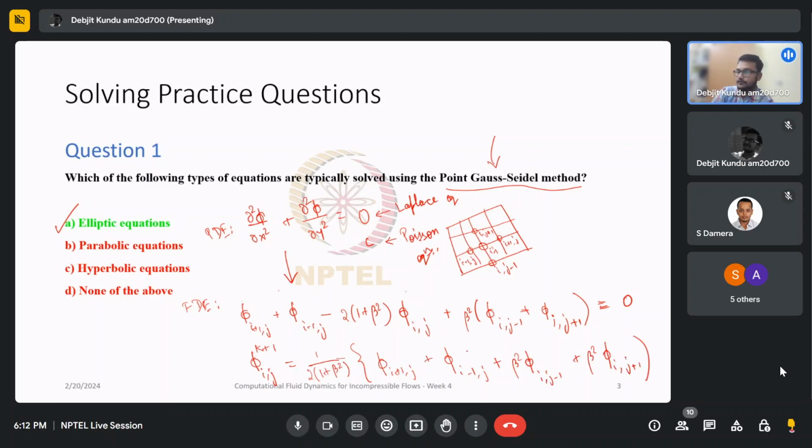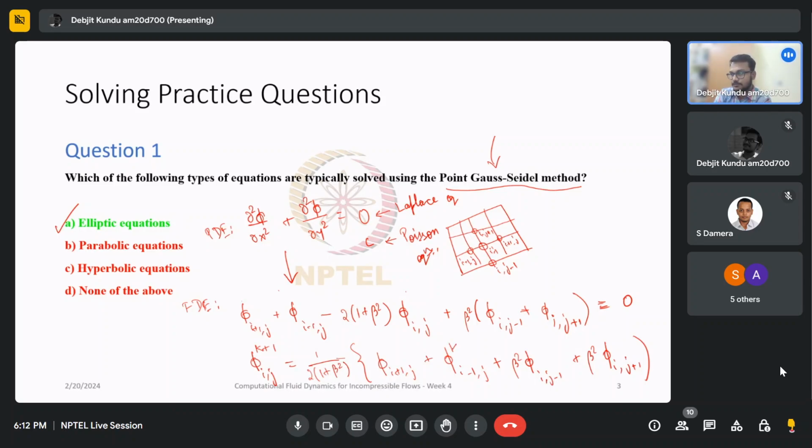While we are doing this, at the k plus 1th level, that is the unknown, we already have known values which are already calculated. So i minus 1 comma j and i comma j minus 1, they have been previously calculated.